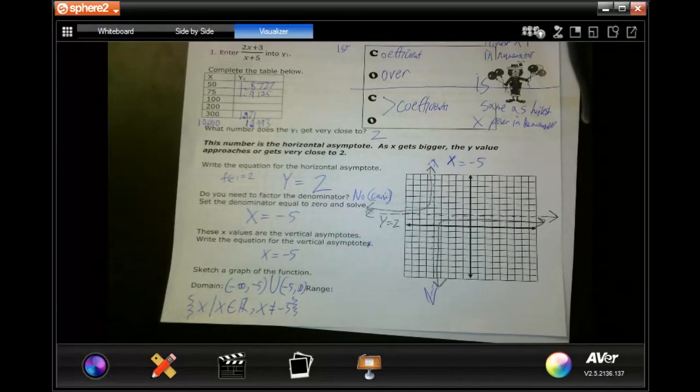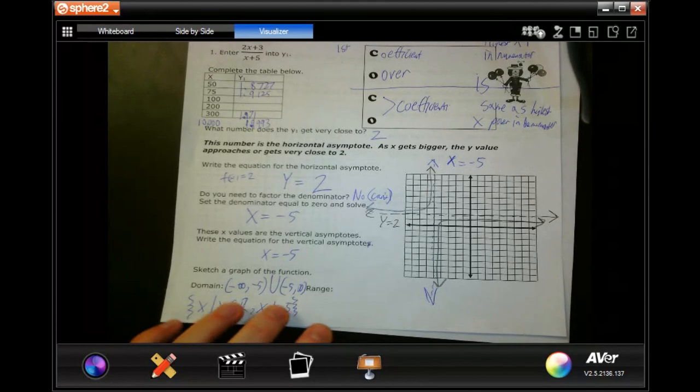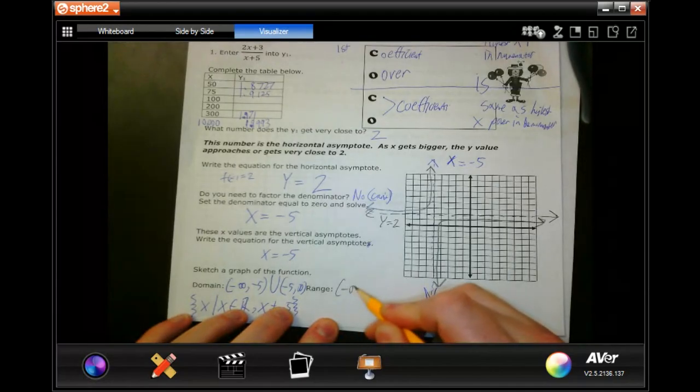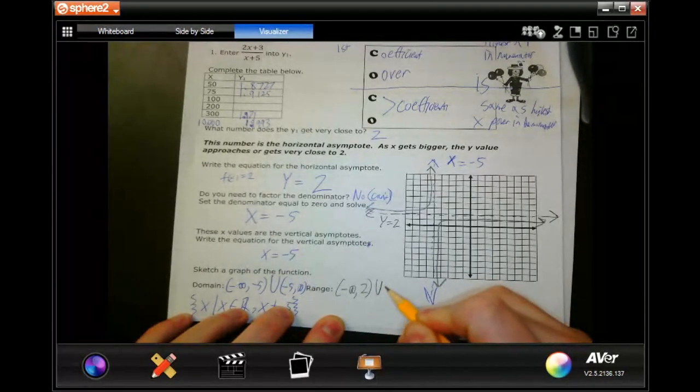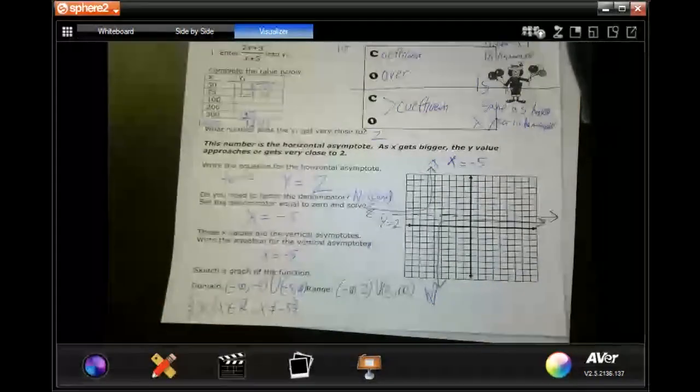What about range? What's the range going to be? Okay, it's going to be negative infinity all the way to 2, and then union with 2 to positive infinity. So it never touches 2, never touches infinity or negative infinity, obviously.